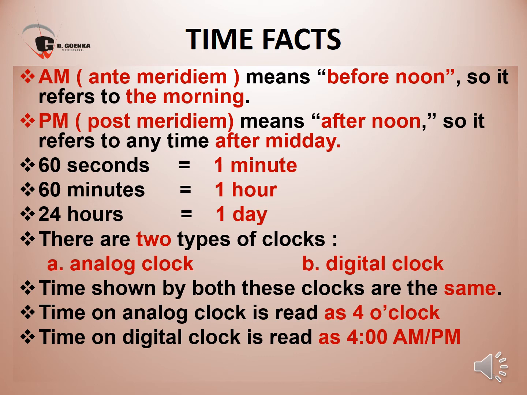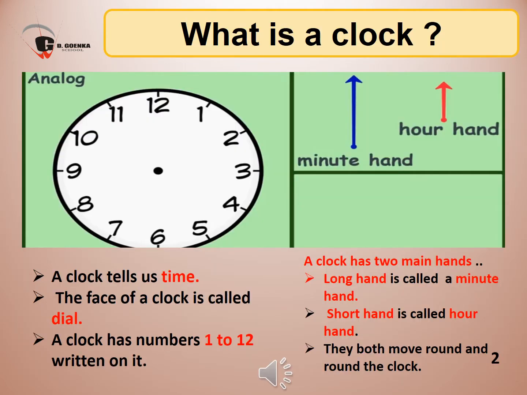There are two types of clocks. First is analog clock and second is digital clock. Time shown by both these clocks are always the same. Time on analog clock is read as 4 o'clock, whereas time on the digital clock is read as 4 am or 4 pm. So students, let's move on to our clock now.